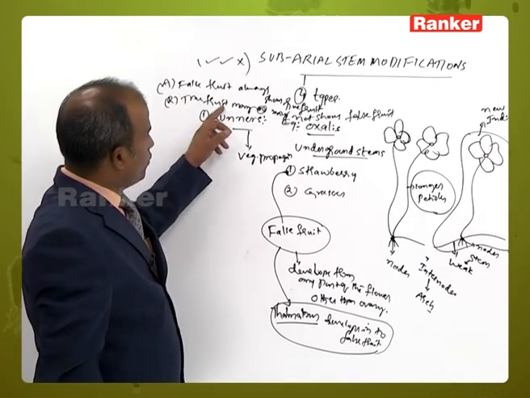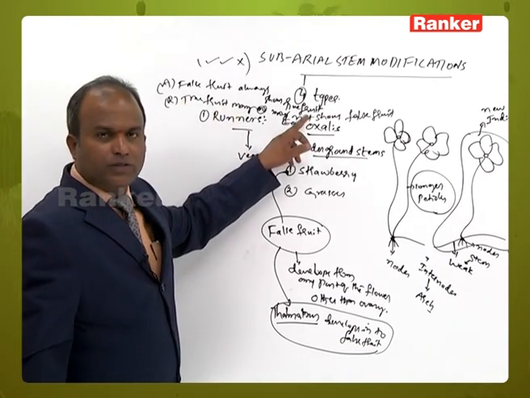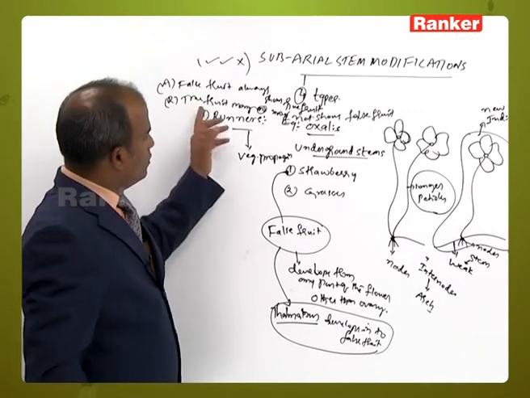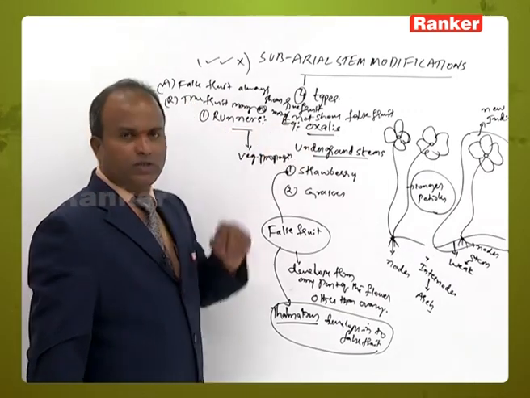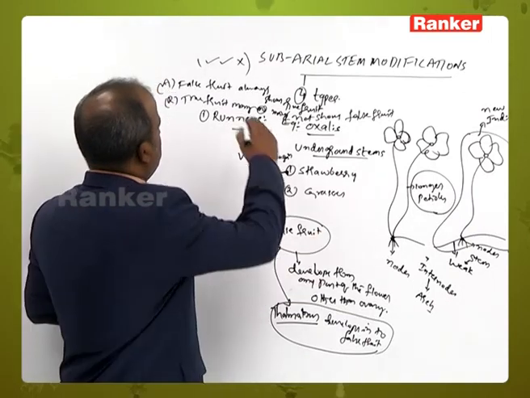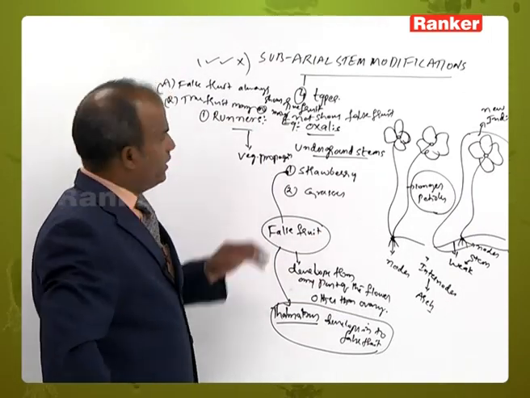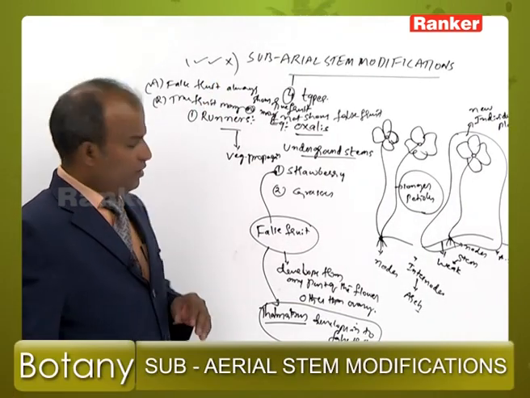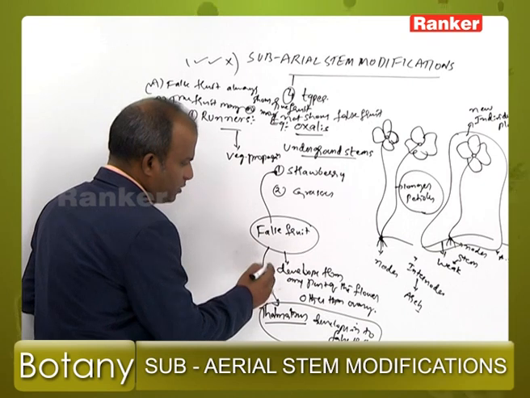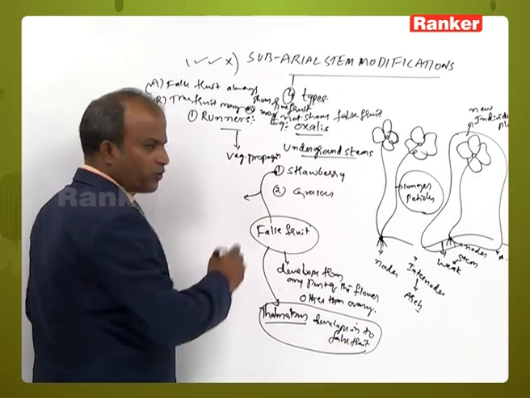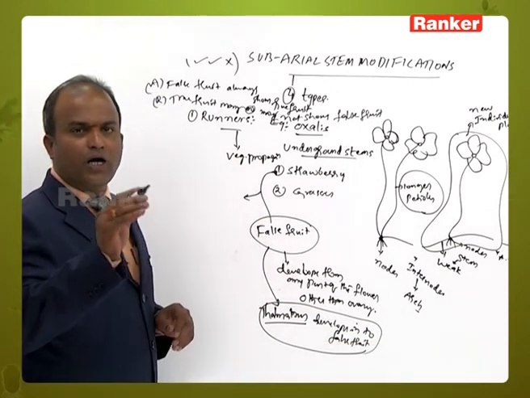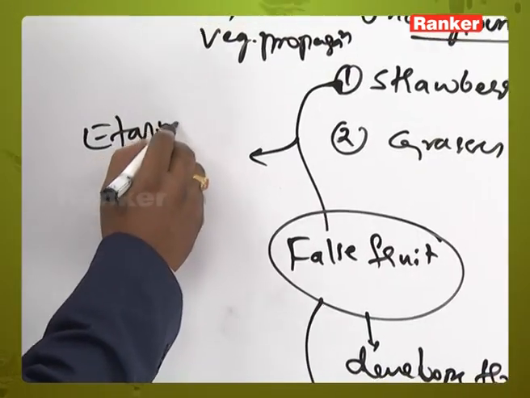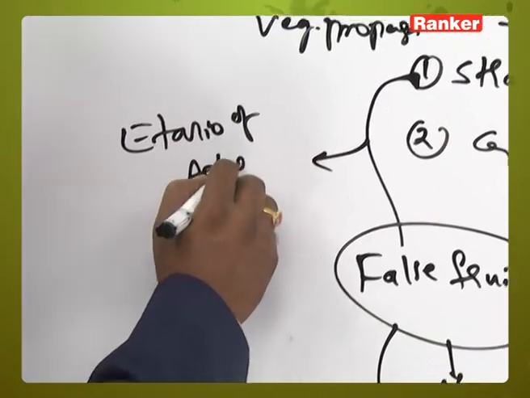But whereas the true fruit may or may not show false fruit, that means all true fruits do not show false fruit. True fruit may or may not show false fruit. That is also one of the right characters, but R is not the correct explanation for A. In this strawberry, which one is the true fruit? Etaerio of achenes.